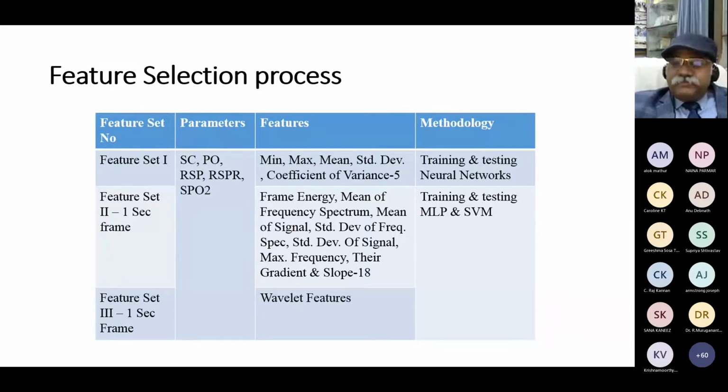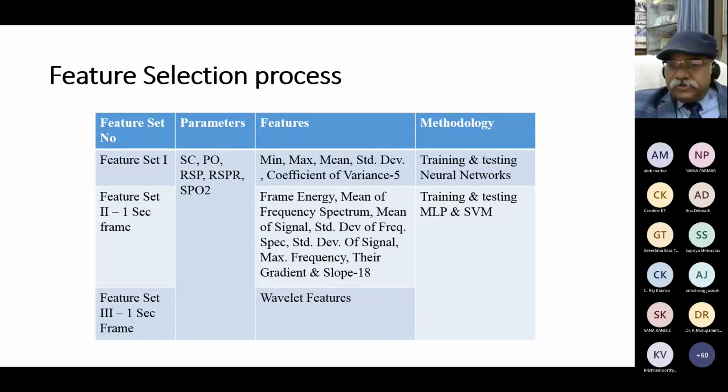From that, some features were selected and the frame size was reduced, and then feature set 1, feature set 2, and feature set 3 of 1 second frame. The parameters used were skin conductance, pulse oximetry, respiration rate, and SpO2. Maximum, minimum, mean, standard deviation, coefficient of variance was one set. Another set was frame energy, mean of frequency spectrum, frequency of signal, standard deviation of frequency spectrum, standard deviation of signal, maximum frequency, their gradient and slope. Like that, 18 features.